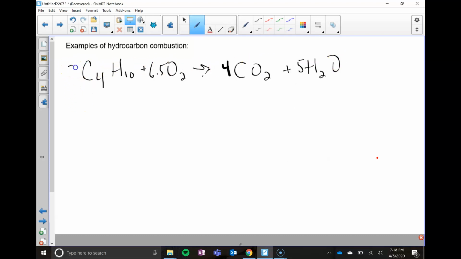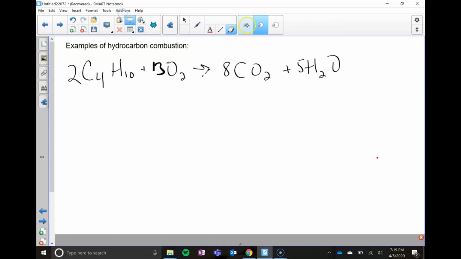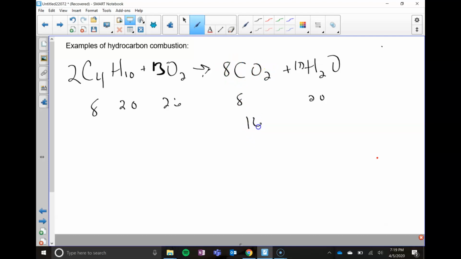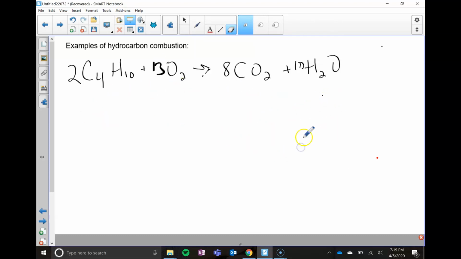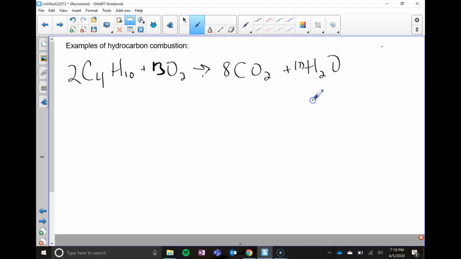So what I'm going to do is put the 6.5 there momentarily and then multiply all the coefficients by 2. So now that would give me 2 there, 13 there, and 8 there. Having to erase everything individually, I apologize. And 10 there. So now I have 8 carbon, 8 carbon, 20 hydrogens, 26 oxygens. So 8 times 2 is 16 there, 10 oxygens for 26 oxygens. So that was a chore, so don't sweat the balancing at this point. Just remember, for hydrocarbon combustion, always the products are CO2 and water.